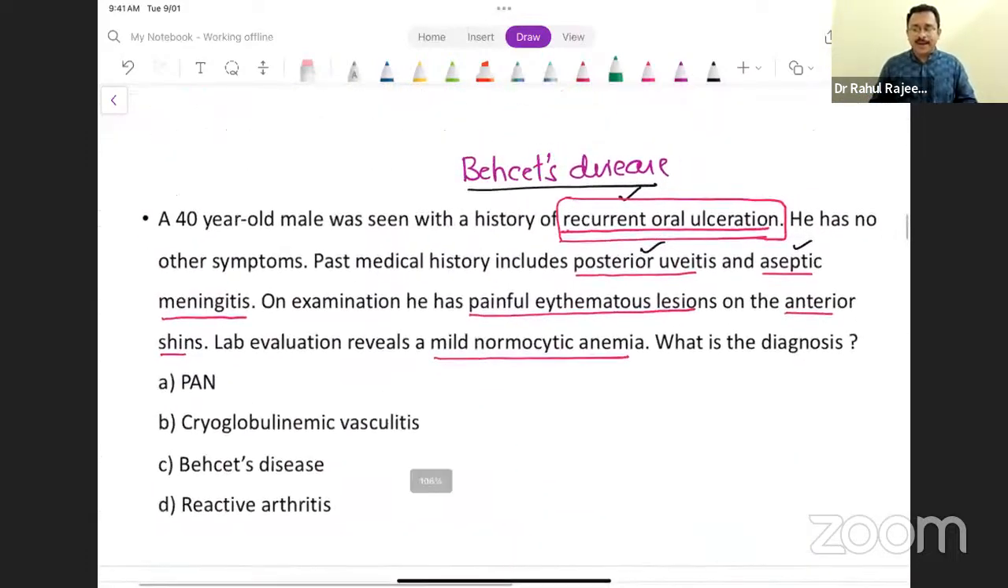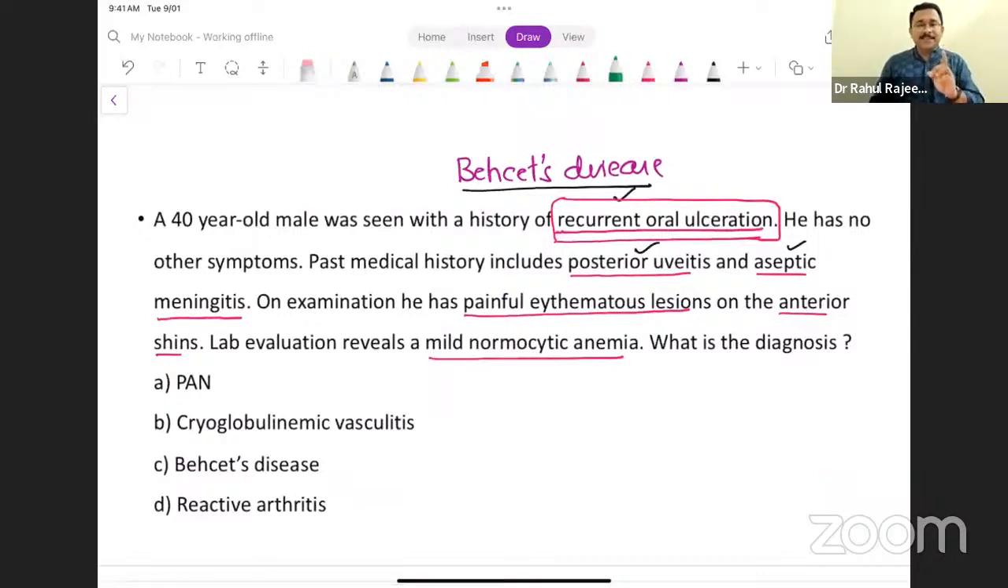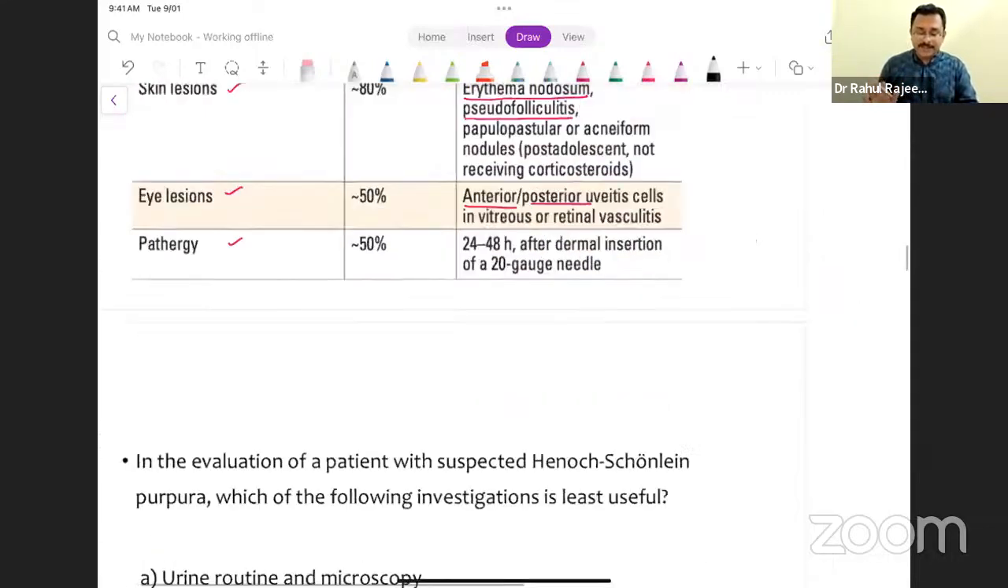Let me ask you one additional point. Behçet's disease can produce brainstem strokes, very important. Can you tell me which part of the brainstem is likely to be involved by a stroke due to Behçet's disease? Answer is midbrain. Behçet's disease is very well known to produce midbrain strokes. Very, very important. So that is also clear. Let us go to the next question.